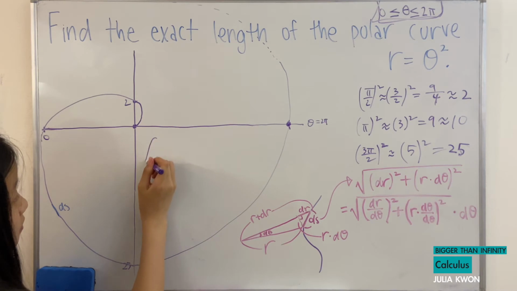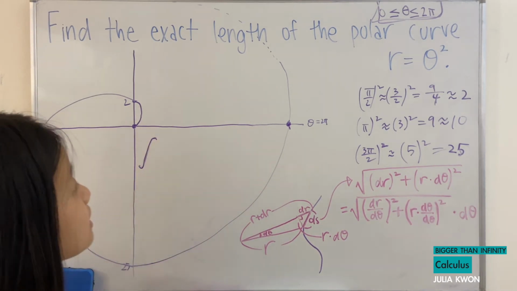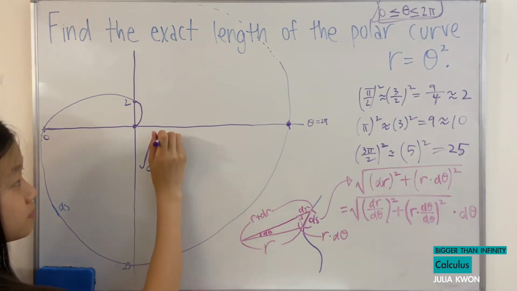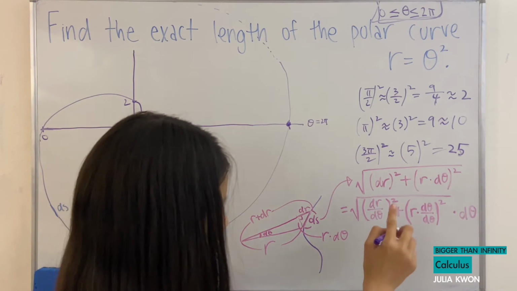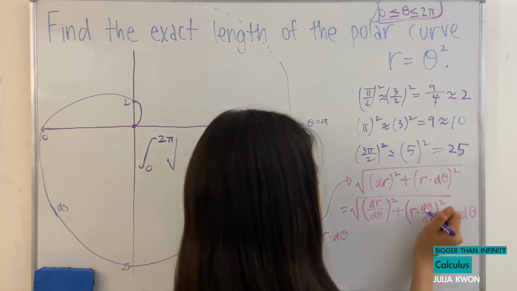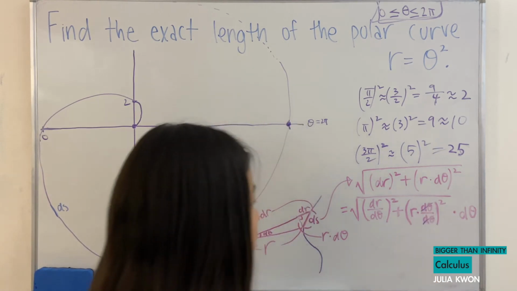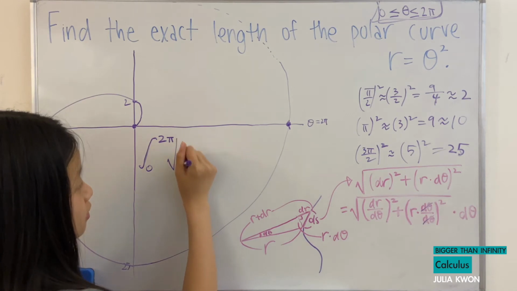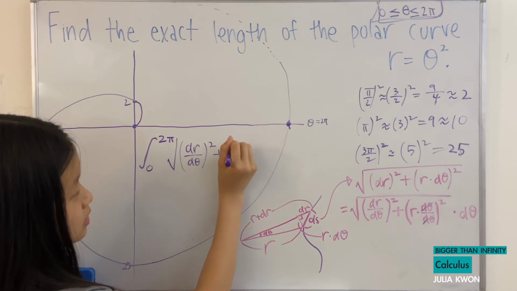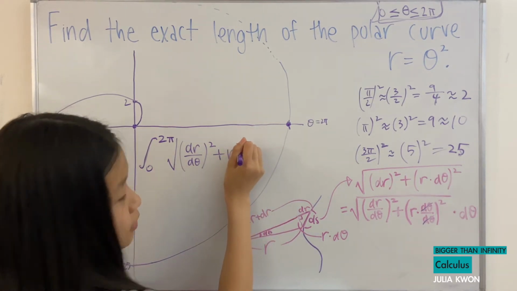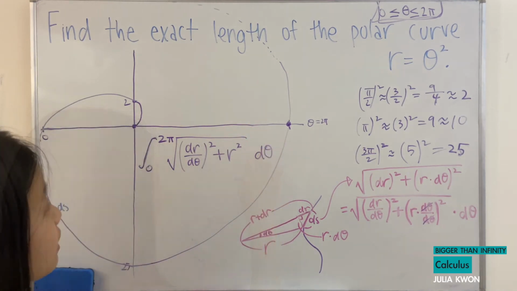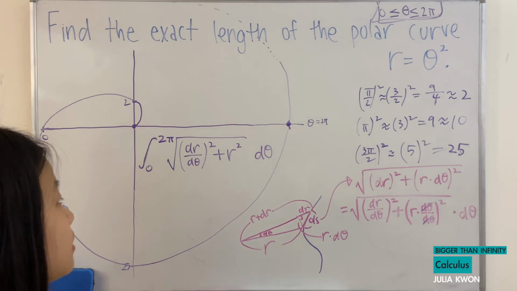The integral, we're trying to find the exact length from when theta is between 0 and 2 pi, so that would be our interval. And then we have this formula. We have the square root, and of course, these two cancel out. So we'll have the square root of (dr divided by d theta) squared plus r squared, multiplied by d theta. And now I can just put all of the information that we know in.